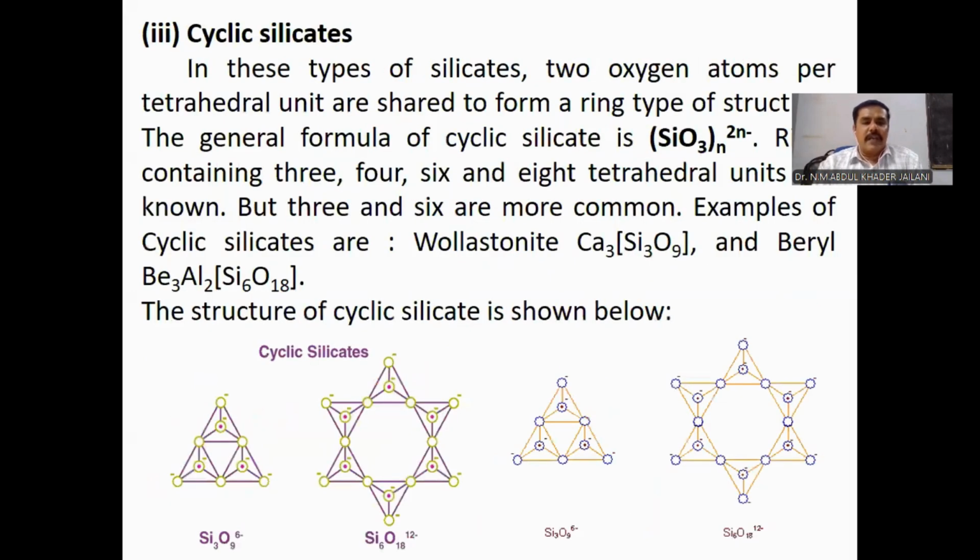And the third one is cyclic silicates. The general formula of cyclic silicate is (SiO3)n 2n-, where 3, 4, 6, and 8 tetrahedral units are combined together in a cyclic form. That is called cyclic silicates. Beryl is a famous example of cyclic silicates.